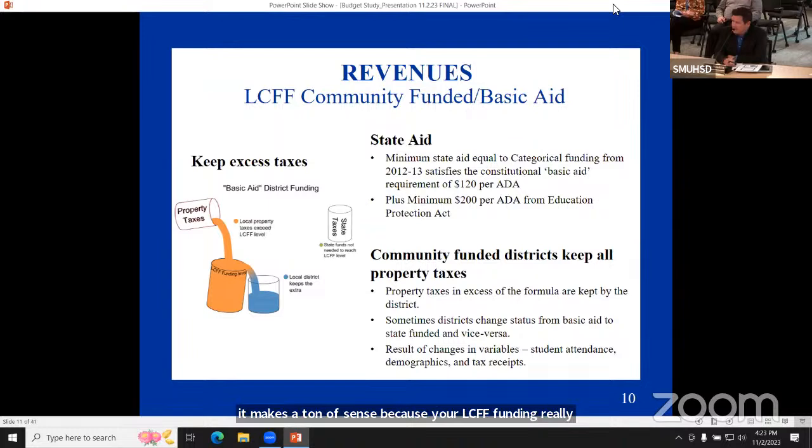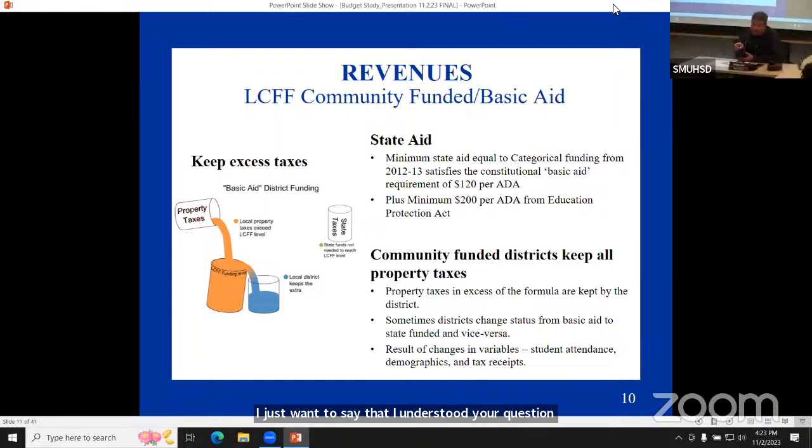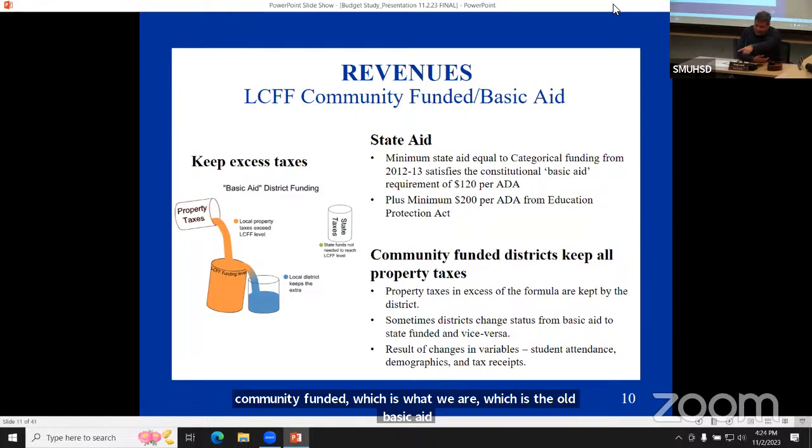I just want to say that I understood your question because I had the same question. But if you look at this slide, it kind of explains it. He's saying it's still LCFF because our funding sources are all different, but this is the LCFF community funded, which is what we are, which is the old basic aid philosophy. Okay, I got it. So we're still considered basic aid, old school. This is the model that we have.